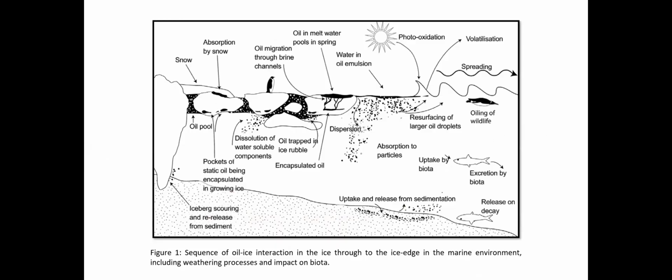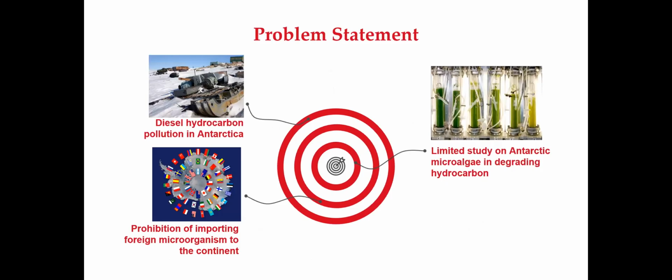This figure illustrates the oil-ice interaction, how the oil is encapsulated in the ice and re-released into the marine ecosystem with higher bioavailability, hence a higher toxicity. So this raised the problem statement. Some attempts have been made to assess the impact of hydrocarbons on algae, but mostly from temperate regions. To our knowledge, there have been very few studies addressing the effect of hydrocarbon pollution on polar microalgae, as well as the applicability of using Antarctic microalgae in degrading hydrocarbons.